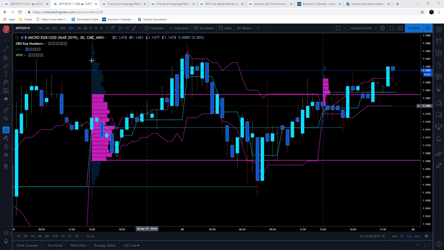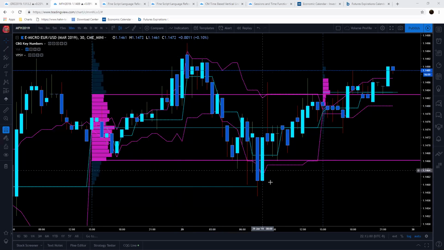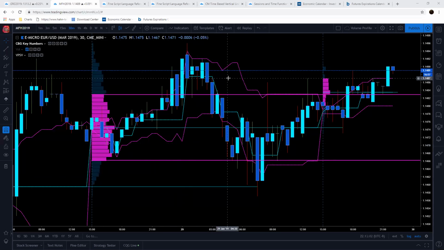And this is the micro euro futures contract. So you can see how price goes above the developing value area, and then comes back down. You can make some nice coin off this. It's actually a really great way to trade.